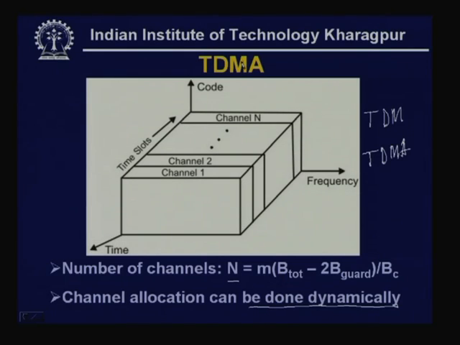So, that is your time division multiplexing. Not only are we dividing into different time slots, but each of these time slots can be shared by more than one station or user. So, that is essentially TDMA, or time division multiple access. So, we have discussed the two basic channelization approaches.